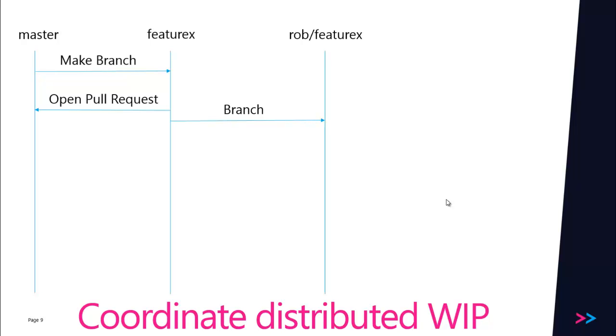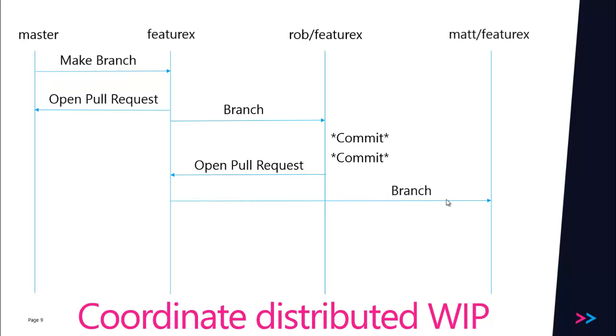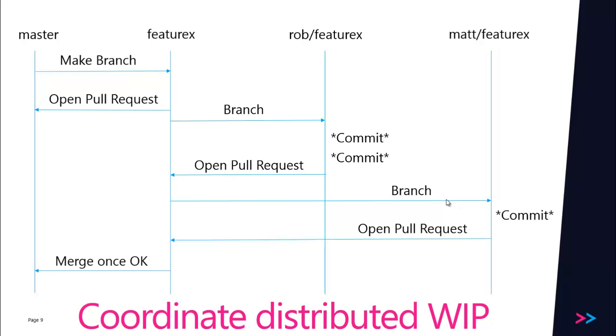So say we've got Rob here. He creates a branch in his fork, he makes a couple of commits, and he opens a pull request into the feature X branch. Now at this point, we've actually got nested pull requests. Then we might have a user Matt. He creates a branch in his fork, he makes a commit, and he opens a pull request into feature X as well. Now eventually those two pull requests will get merged, and those 3 commits will appear in the feature X branch. And then when everything's okay, that feature X branch pull request can be merged, and those 3 commits will make their way into the master branch.